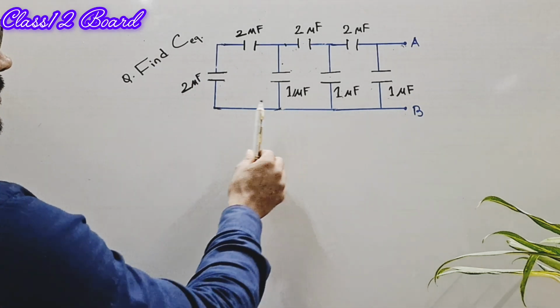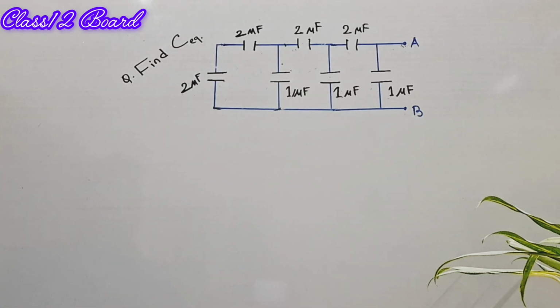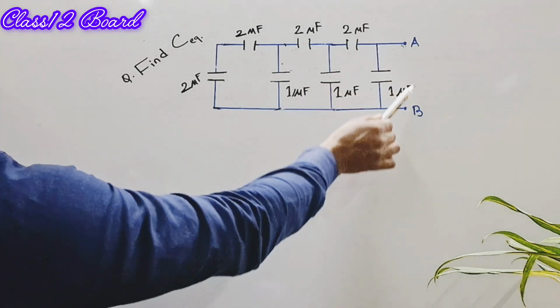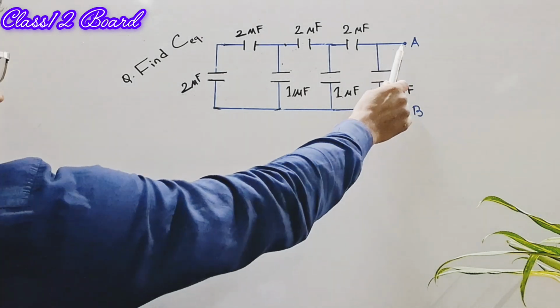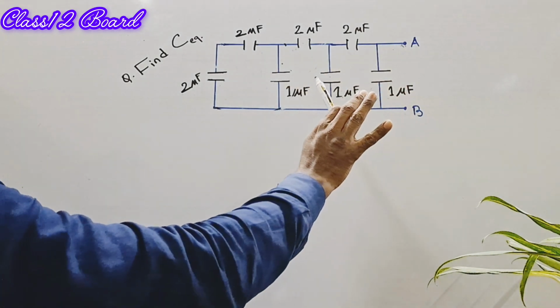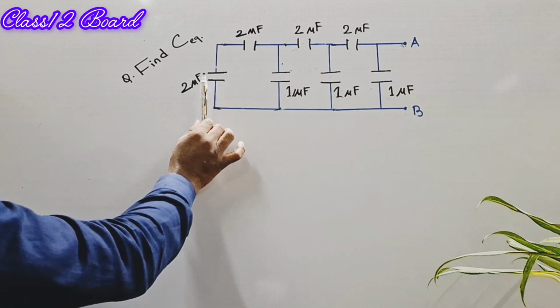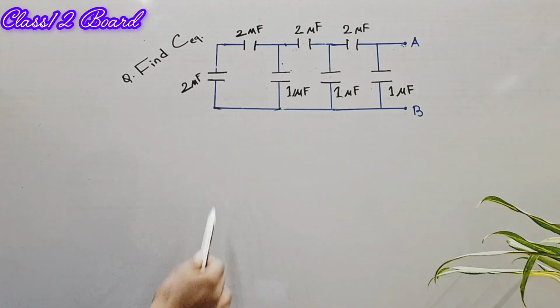Now let us try to find out the equivalent capacitance for this network. The speciality of this network is that between A and B you have to find out your equivalent capacitance. But if we start from the right side, you will be confused. So you have to start from the left side. Then it will be easier.